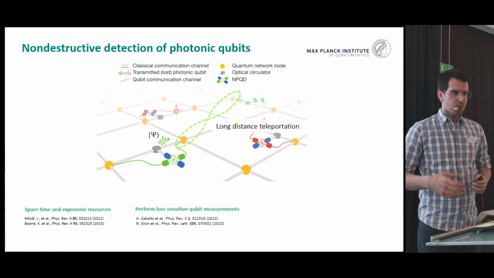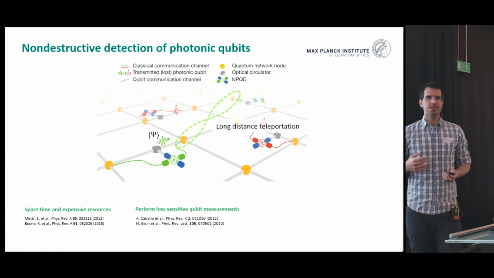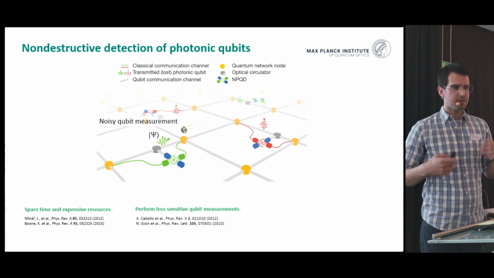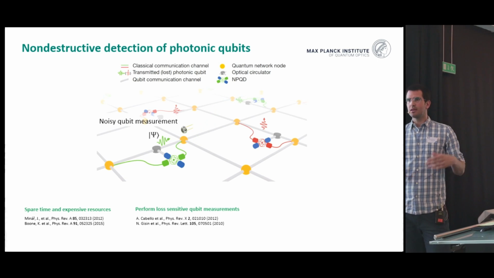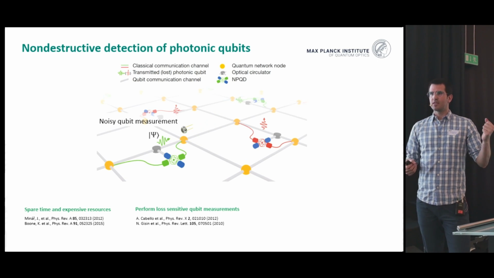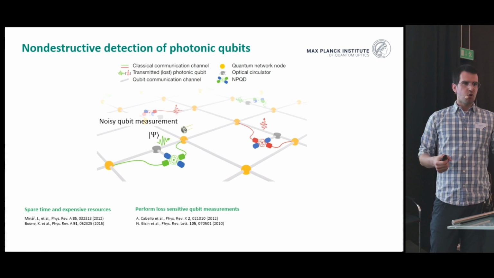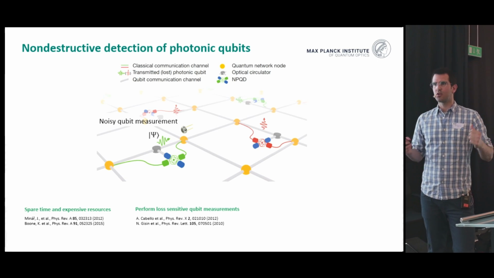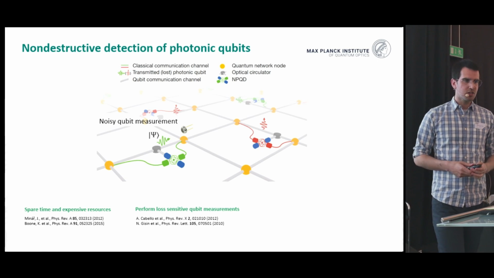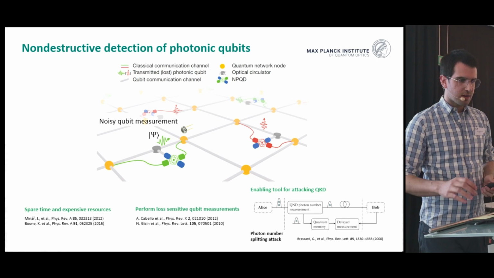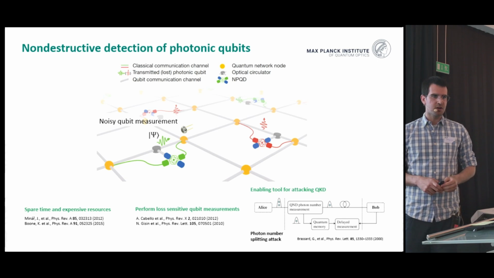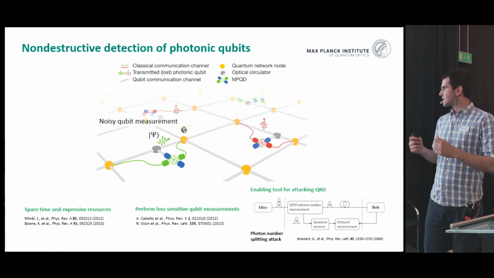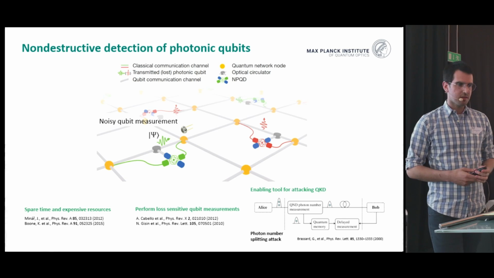It can also be useful to perform qubit measurements which are sensitive to loss. One simple example is if you have a qubit measurement which is noisy, then by having such a non-destructive detector, you could choose to only open the gate of the qubit measurement when the photonic qubit is there, and therefore reduce noise. And finally, such a non-destructive detector is also one ingredient for a QKD attack. For the photon number splitting attack, you need such a non-destructive qubit detector.